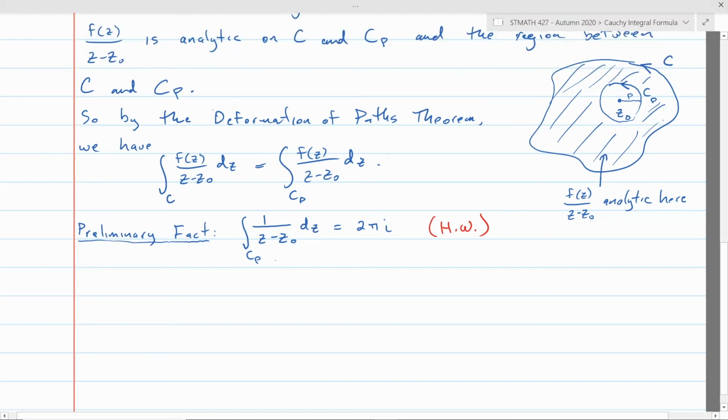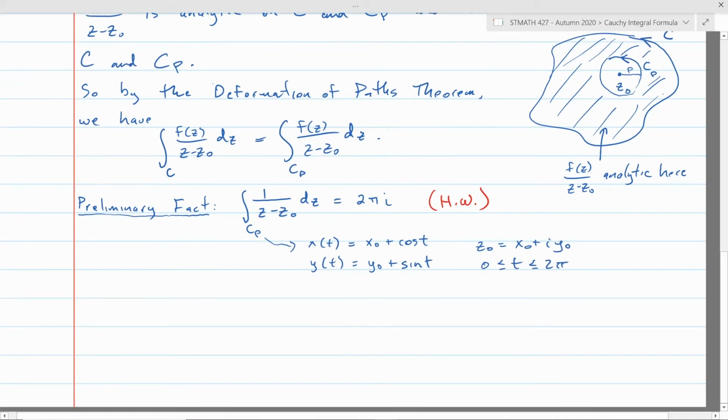The idea is basically that you take the parametrization x of t equals x naught plus rho cosine t, and y of t equals y naught plus rho sine t, where z naught is equal to x naught plus i y naught, and t ranges between 0 and 2 pi. That's a parameterization of that circle C sub rho. So if you took that parameterization and just used the definition of contour integral and substituted in and worked it out, it works out to 2 pi i.